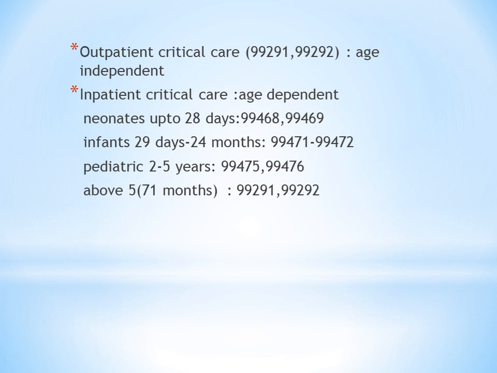Here you have to note one point: for above 5 years old, the inpatient critical care code and the outpatient critical care code are the same, 99291 and 99292. That means if the age is above 5 years old, whether it is outpatient or inpatient does not matter; the code is the same. Below 5 years, we have separate outpatient codes and separate inpatient codes.